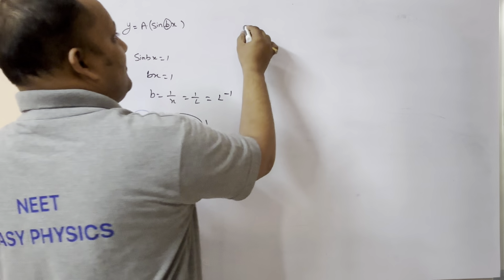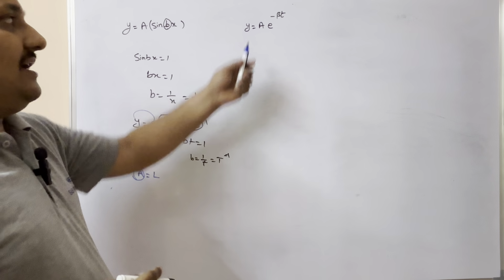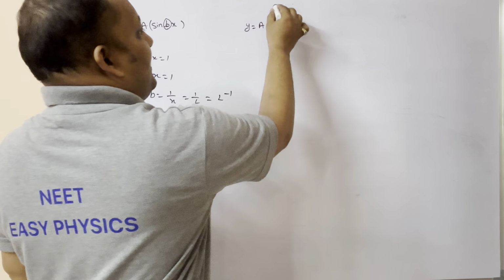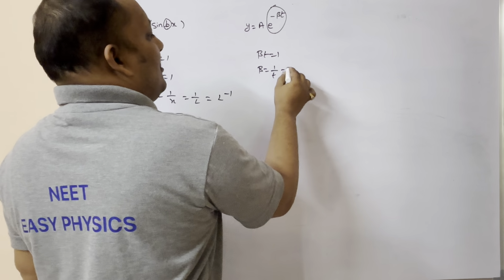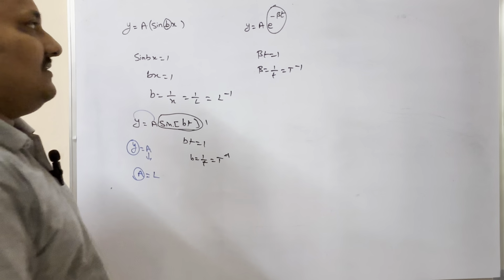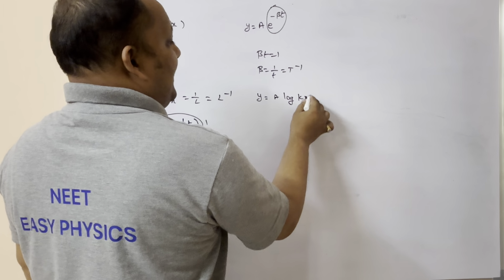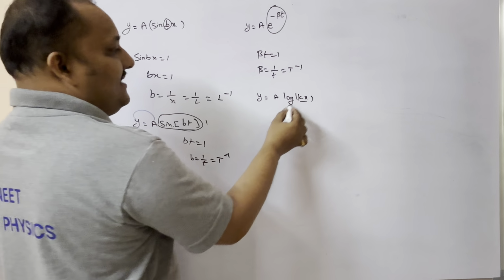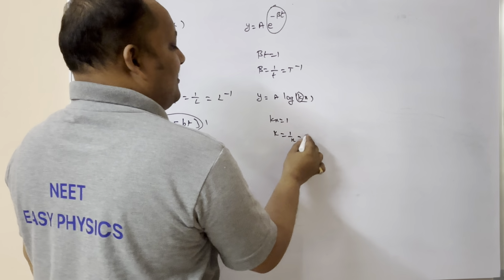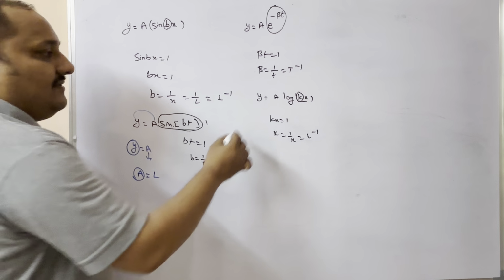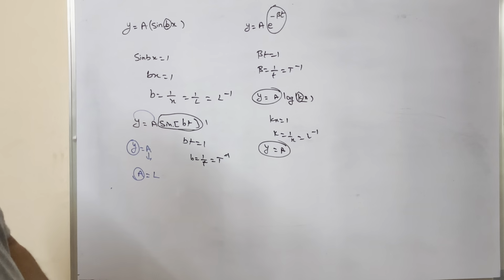The exponential function is also the same. So y is equal to a e power minus beta t. What is the dimension formula for beta? They will ask. At the time, this exponential is equal to 1, so beta t is also equal to 1. Beta is 1 by t, T power minus 1. Even the logarithmic function is also the same. y is equal to a log kx. For understanding purposes, I am repeatedly taking the same. Here k is constant, x is distance. Then kx equal to 1, k is 1 by x, L power minus 1. And dimensionally, y is also going to be equal to a.